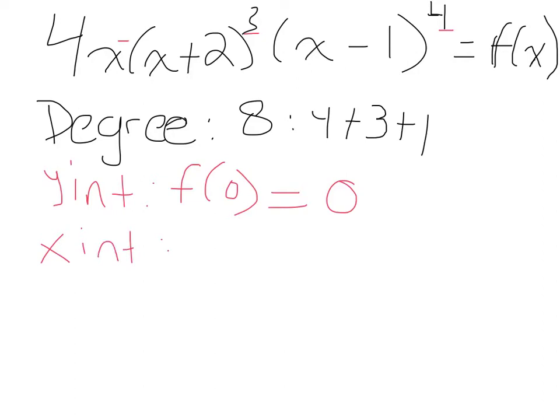Then we should list the x-intercepts. 0, negative 2, and 1. It's simply the opposite sign of what's in the parentheses, or if the x is outside, then it's automatically 0. Then let's list the multiplicity of each of these zeros.